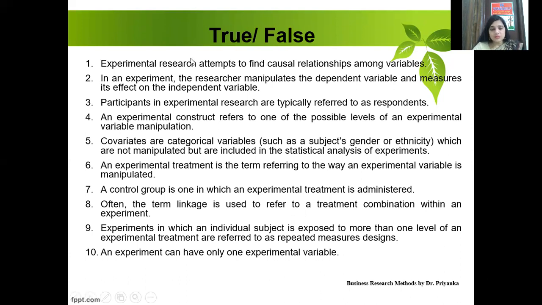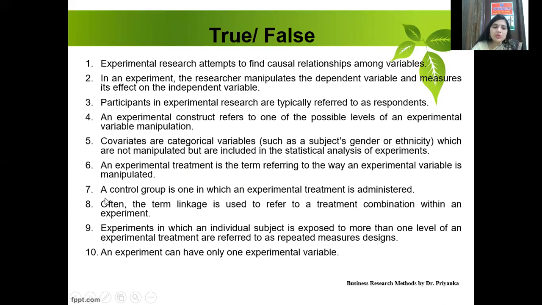So it is false. Fifth is, covariates are categorical variables such as a subject's gender or ethnicity, which are not manipulated but are included in the statistical analysis of experiments. No, categorical variables such as these are called blocking variables. Then next is, an experiment treatment is the term referring to the way an experimental variable is manipulated. Is it? Yes, it is true.